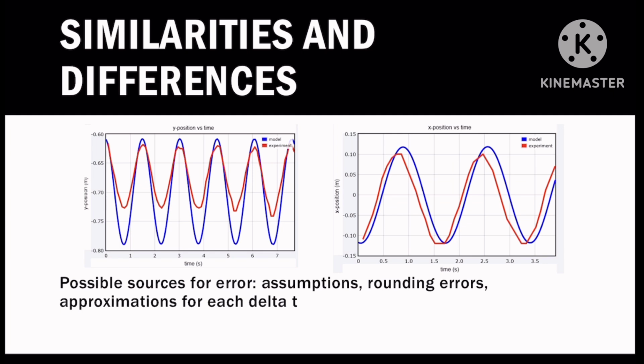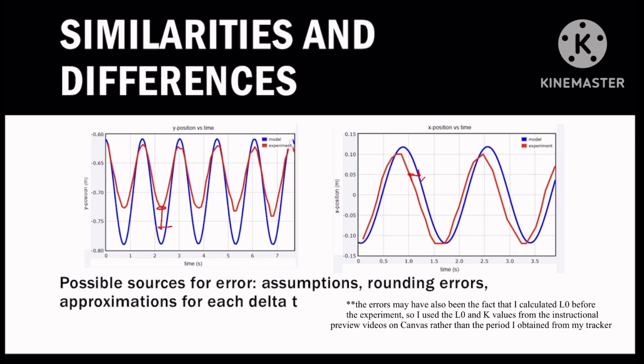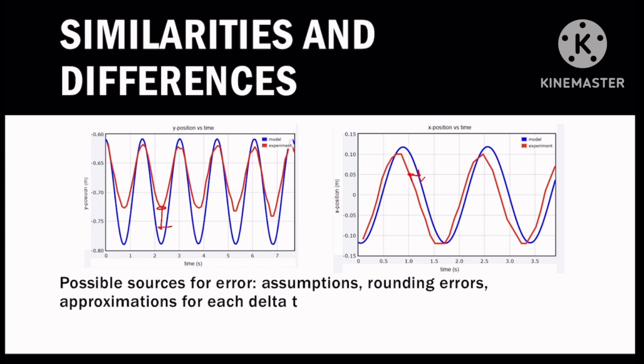Okay, so some similarities and differences. As you can see, they're quite similar. They don't really differ too much. I mean, there's a slight gap here and there, but it's not too bad. As you can tell, they're very closely matched up. So some possible sources of these gaps would be the assumptions that we had to make in the beginning of this video, as well as some rounding errors and some approximations for each delta time interval. So each time when we're doing the computational model, we're assuming that something remains the same for a time interval, which is usually not the case.